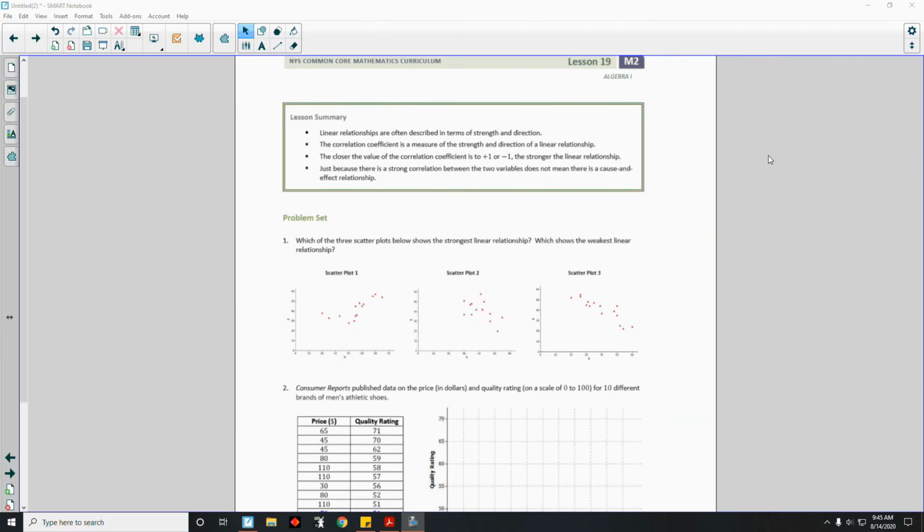Okay, page 13 brings us to the end of a lengthy lesson 19. Review the lesson summary and go to your problem set.